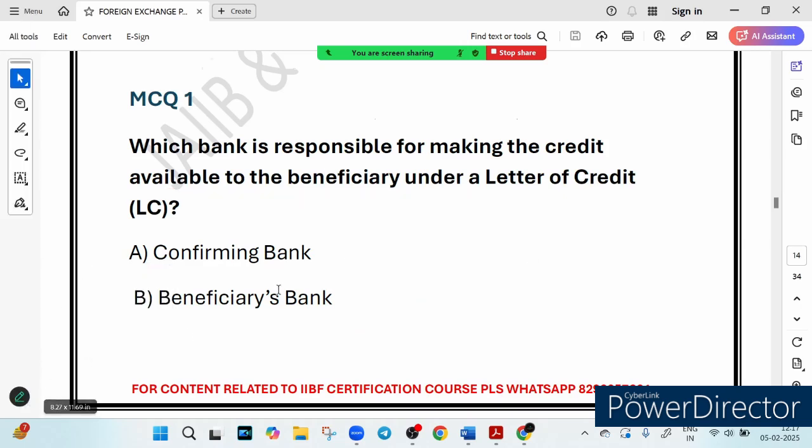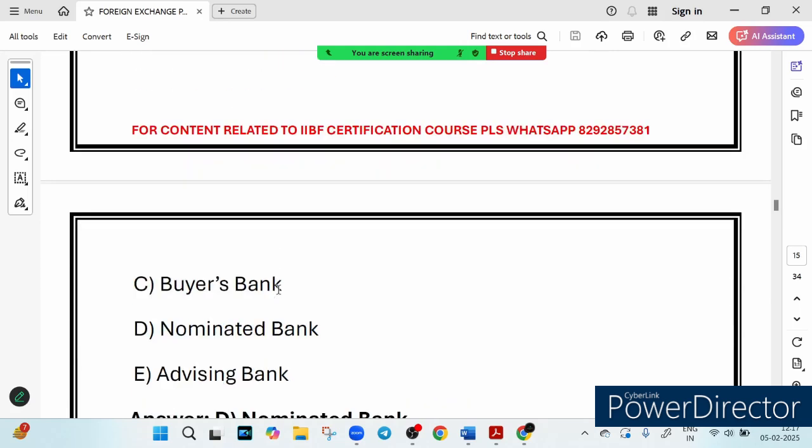Option number C says buyer's bank. The buyer's bank is also called the issuing bank, the bank of the buyer that issues the letter of credit. While the buyer bank plays a central role in the LC, it does not directly make the payment available to the beneficiary. The buyer bank guarantees the payment but does not directly make the payment available under the LC.